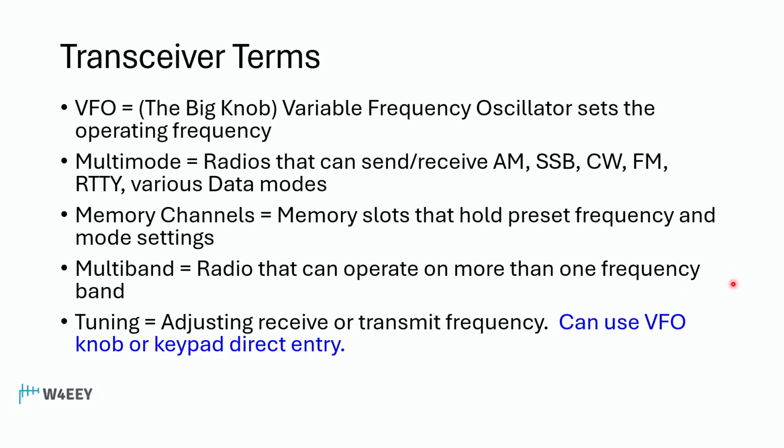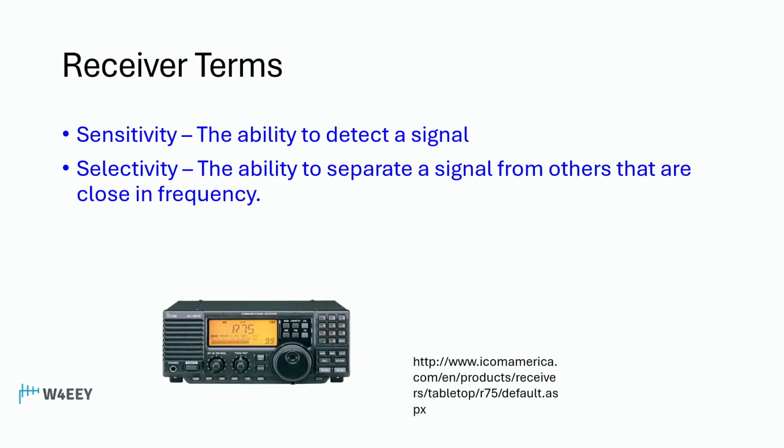Also tuning. You can use a memory channel, we mentioned that before. You can change frequencies by using the VFO knob. And a lot of radios also have direct keypad entry, where you can key in the frequency just by pushing on the keypad, and boom, you're there. Those are all valid ways of changing a radio's frequency.